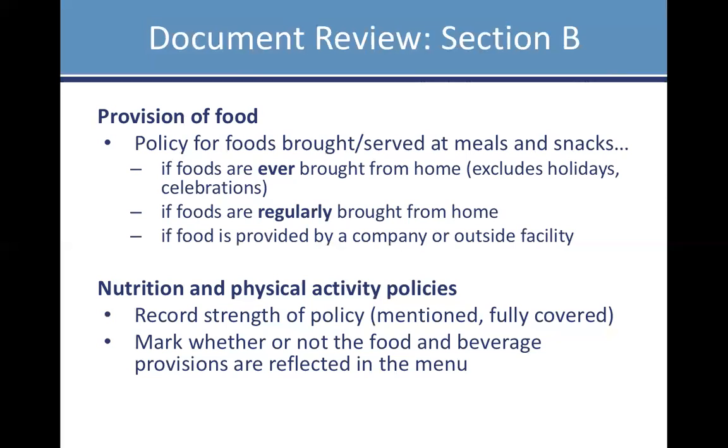The bulk of the rest of section B and the bulk of the document review is asking about specific nutrition and physical activity policies. So this is page 7 to 12. We start with the nutrition policies, then move on to the physical activity policies, and they're grouped according to our Go Knapsack best practice content area subcomponents. So you'll see some natural grouping of similar items there.